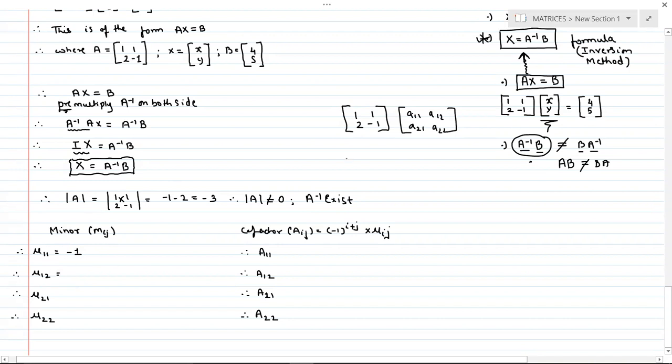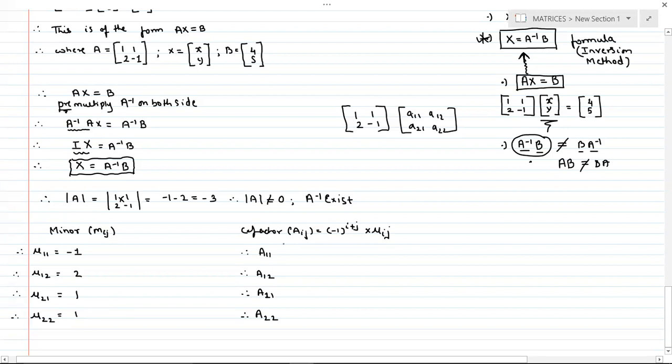For M12, you have to see the A12 element, eliminate the A12 element as well as the neighborhood elements. So you will be left with what? 2. So here the answer will be 2. For M21, this is the position of A21, so here the answer will be 1. I hope you all know how to find the minor and cofactor; already we had seen it in the previous videos. For M22, this is the position of A22, and the answer will be 1.